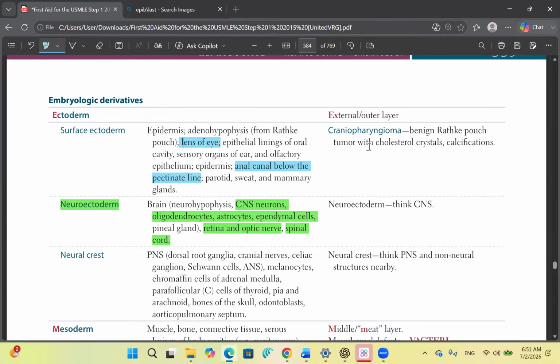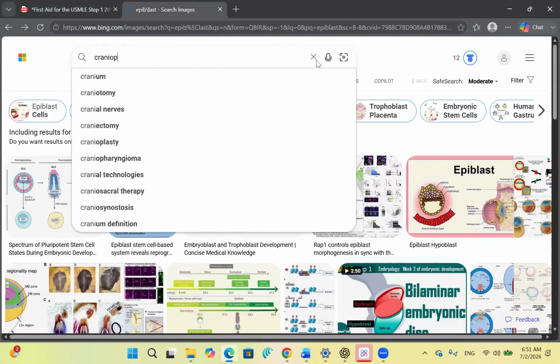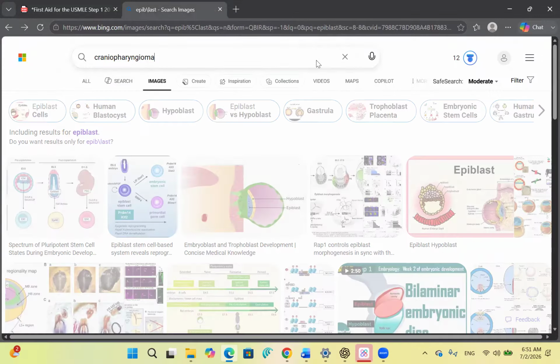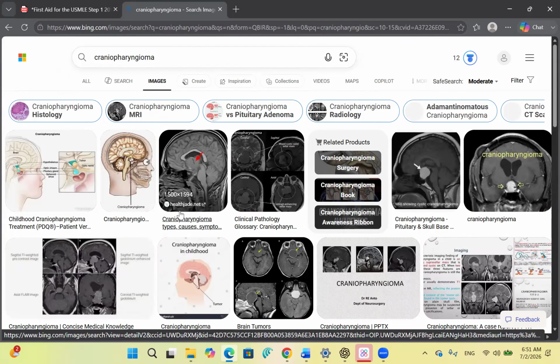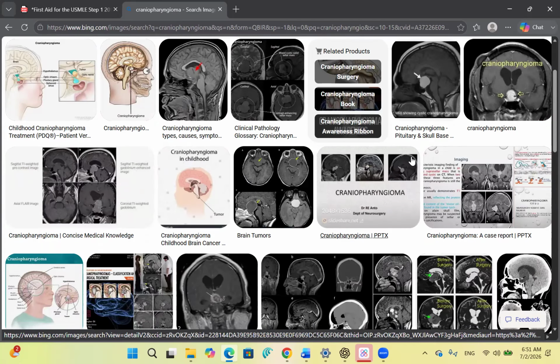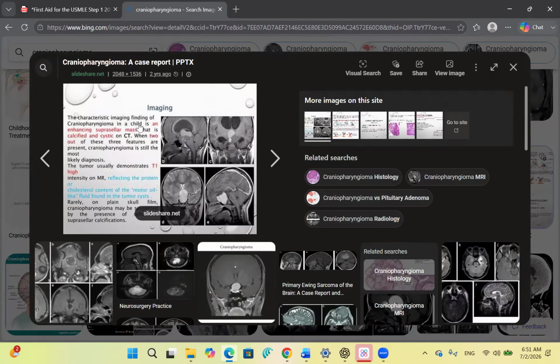Craniopharyngioma is a benign Rathke's pouch tumor with cholesterol crystals and calcifications. There are some MRIs of it. The characteristic imaging finding of craniopharyngioma in a child is an enhancing suprasellar mass that is calcified and cystic on CT. When two out of three features are present, craniopharyngioma is still the most likely diagnosis.